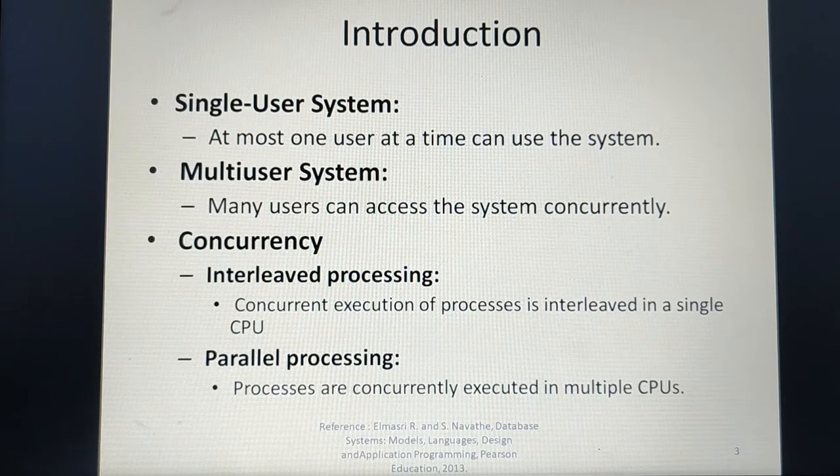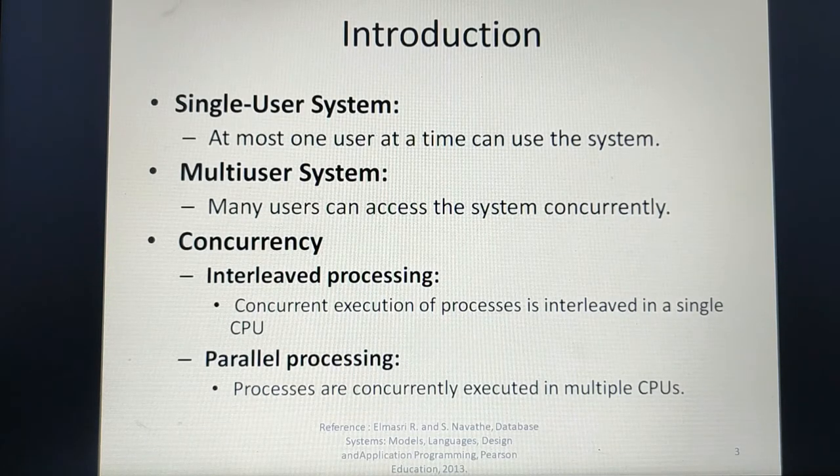Let's go to the introduction. There are single-user systems, where almost one user at a time can use the system. In multi-user systems, many users can access the system concurrently. Concurrency can be attained by interleaved processing and parallel processing. Interleaved processing is the concurrent execution of processes interleaved in a single CPU. In parallel processing, processes are concurrently executed in multiple CPUs.